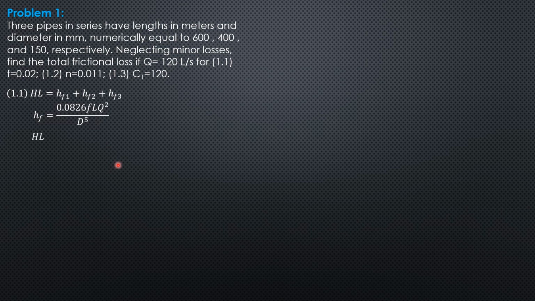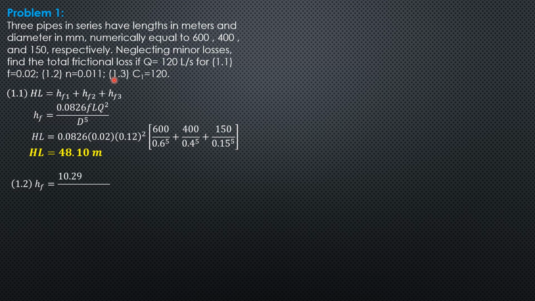So, the total head loss is 0.0826 times 0.02 times 0.12 square times the quantity 600 over 0.6 to the fifth plus 400 over 0.4 to the fifth plus 150 over 0.15 to the fifth. So, 150 meters length, then 150 mm, so 0.15 meter also. So, that's the meaning. So, the head loss is 48.10 meters.